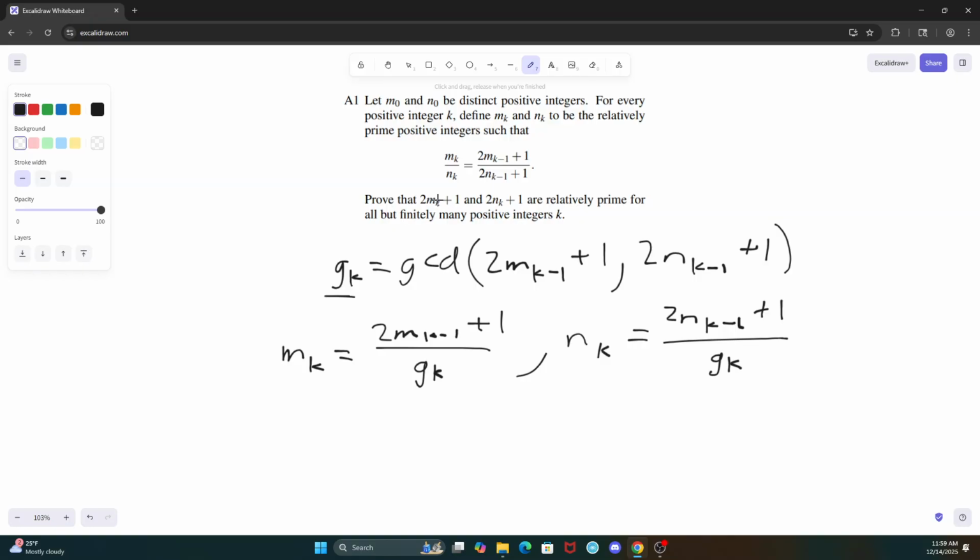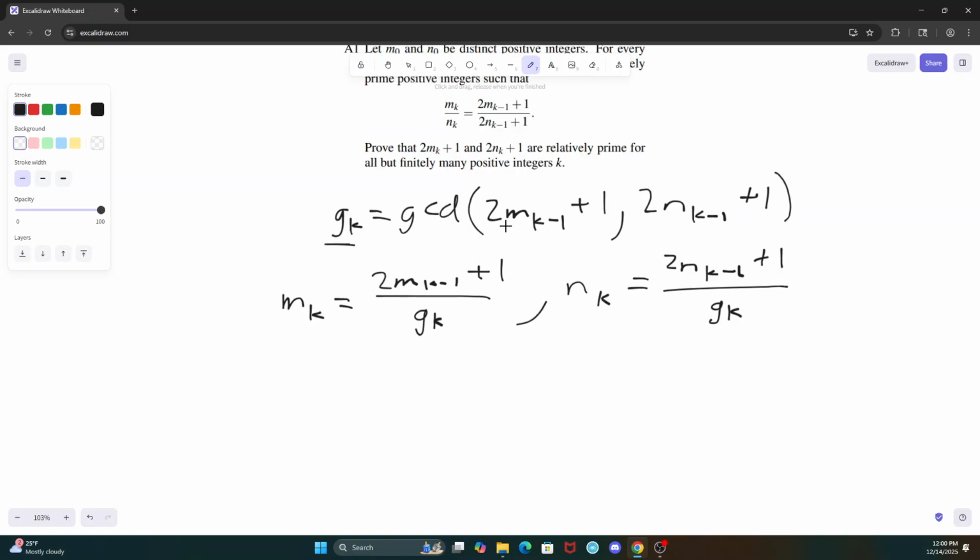Proving that 2 times m sub k plus 1 and 2 times n sub k plus 1 are relatively prime for all but finitely many positive integers k means that we'd like to show that the greatest common divisor, or g sub k, is 1 for all but finitely many positive integers k. So for only finitely many k, we have that g sub k is greater than 1. And so this gives us another way to prove this.